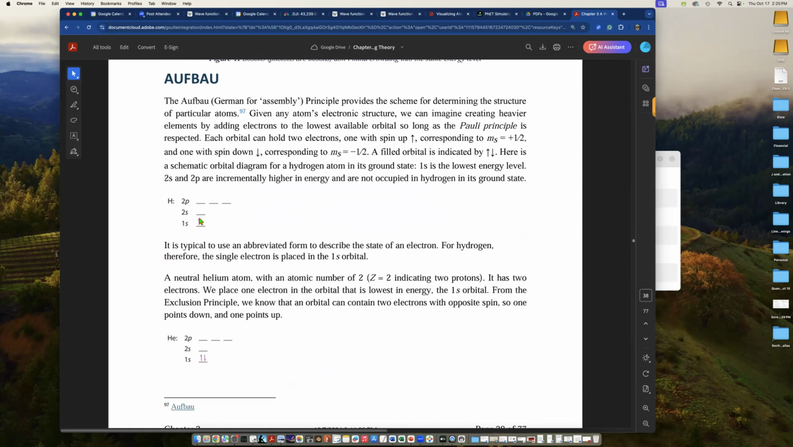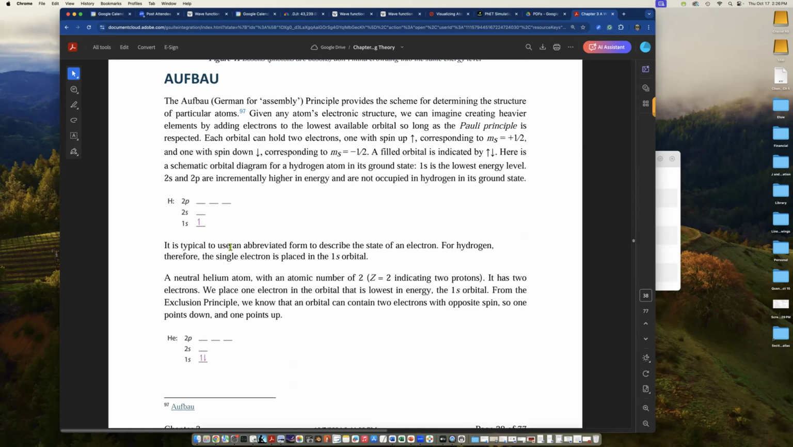And that this symbol is not a number one, it's an arrow pointing upward. So at hydrogen, it's simple. One electron in the ground state, and it can be an up or a down, but there's no room for another electron, because there's only room for one electron in the ground state.